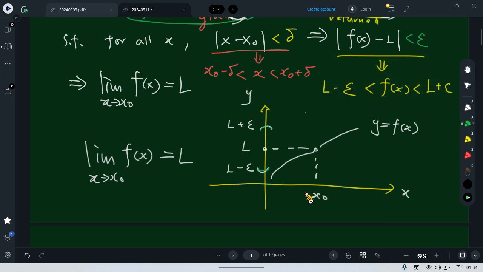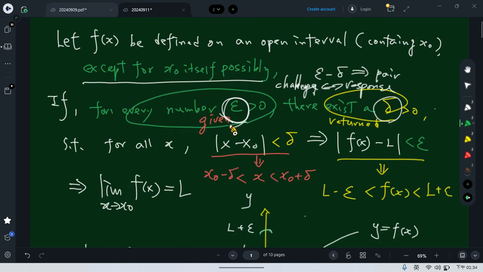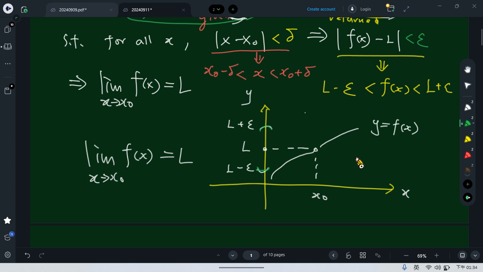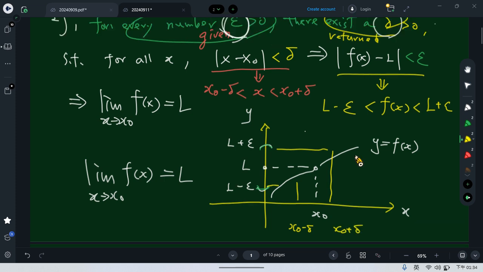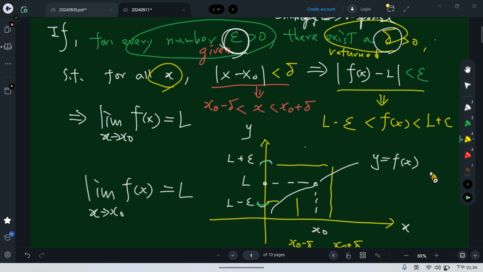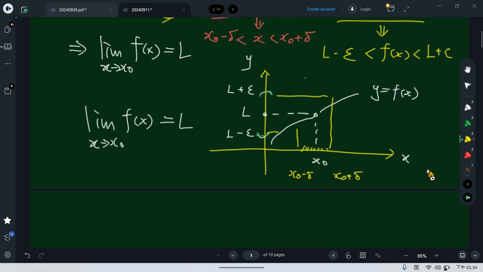Once I get this one, which is always given, I always return some delta. Using the delta, you can define S0 minus delta to S0 plus delta. Then for all x, if x is located in this subinterval, you can always make sure its function value will sit between L minus epsilon and L plus epsilon, no matter how small the epsilon is.